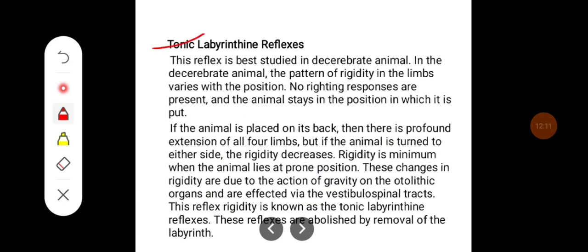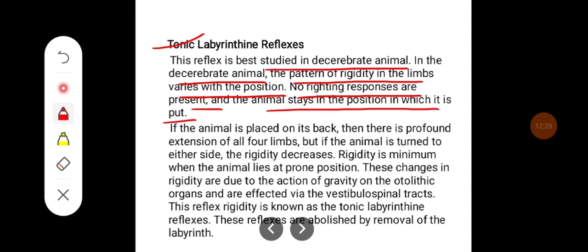Then tonic labyrinthine reflexes. This reflex is best studied in a decerebrate animal. In the decerebrate animal, the pattern of rigidity in the limbs varies with the position. No righting responses are present, and the animal stays in the position in which it is put. If the animal is placed on its back, then there is a profound extension of all four limbs. But if the animal is turned to either side, the rigidity decreases. The rigidity is minimum when the animal lies in the prone position.